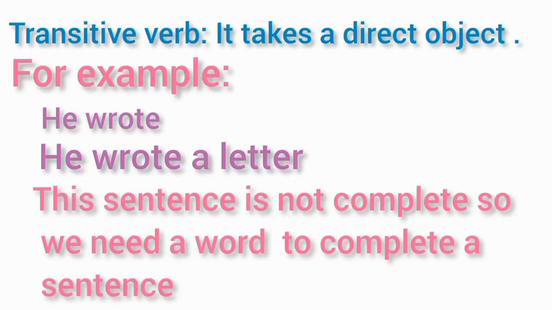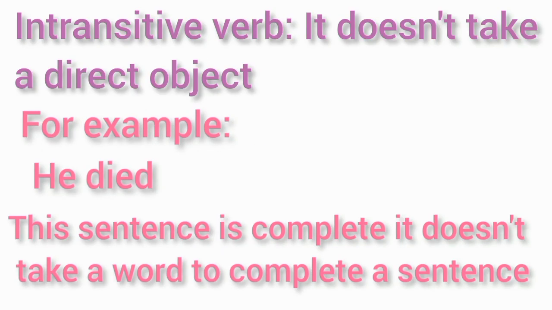Transitive verb. It takes a direct object. For example, he wrote a letter. This sentence is not complete, so we need a word to complete the sentence. Intransitive verb. It doesn't take a direct object. For example, he died. This sentence is complete. It doesn't need a word to complete the sentence.